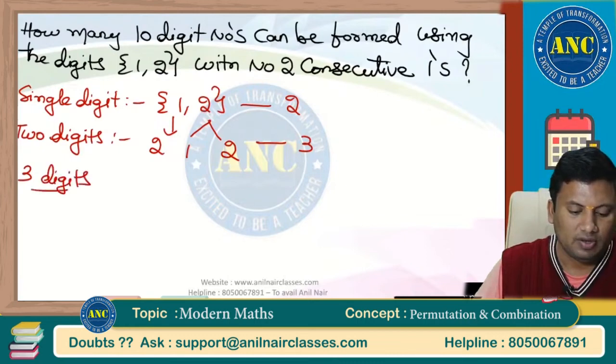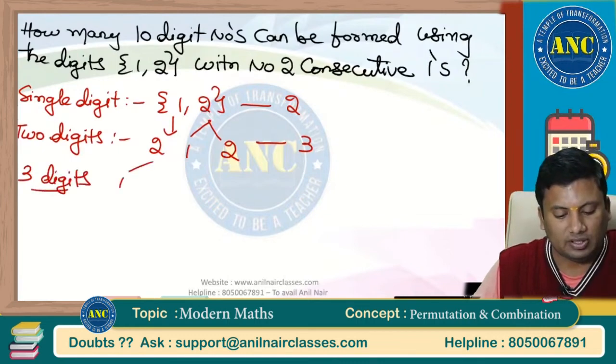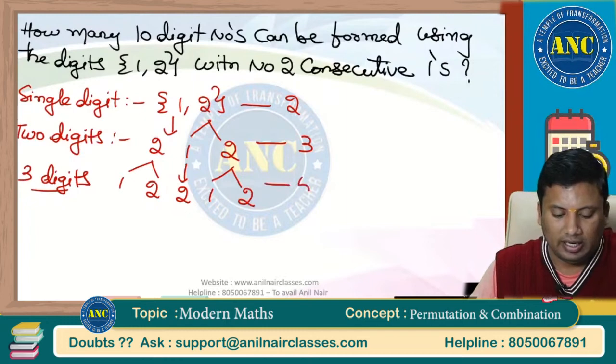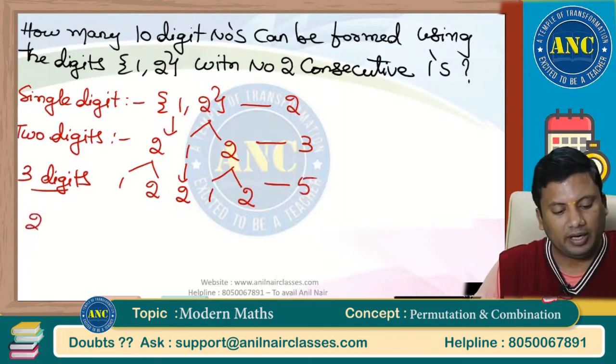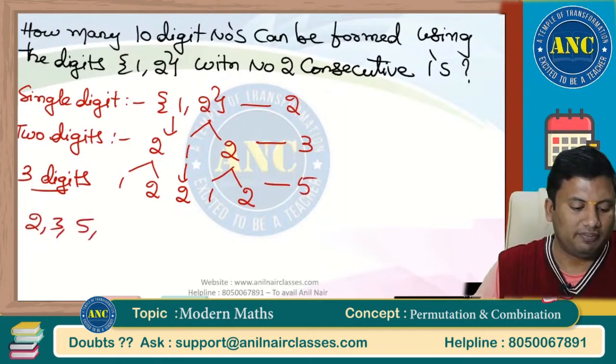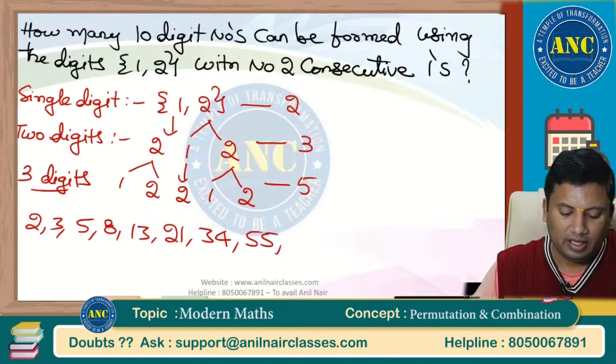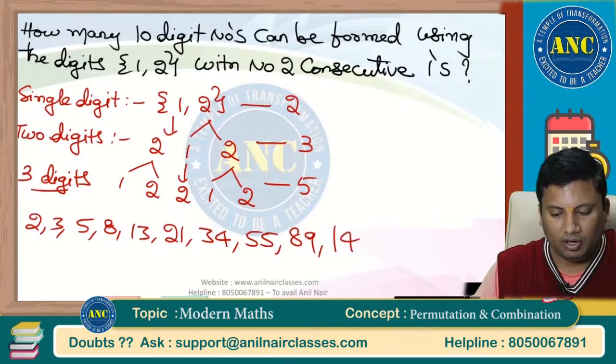With 3-digit numbers, with 2 I will get 2 ways: 1 and 2. With 1 I will get 2. With 2 I will get 1, 2. Here it is 5. Again it is a Fibonacci series: 2, 3, 5, 8, 13, 21, 34, 55, 89 and 144.